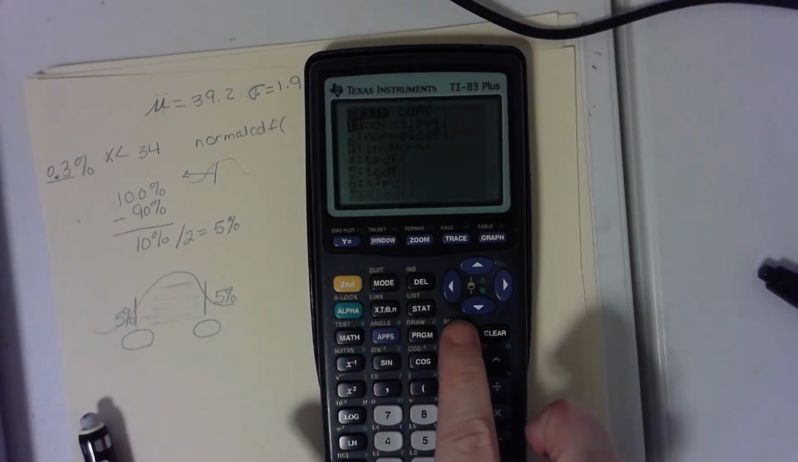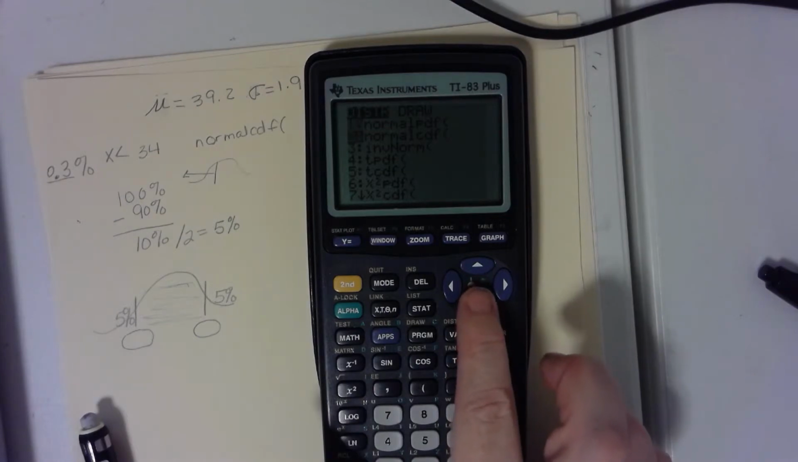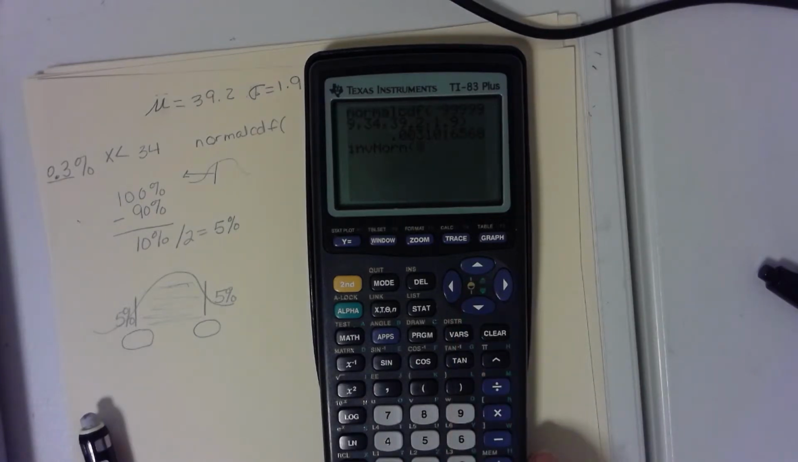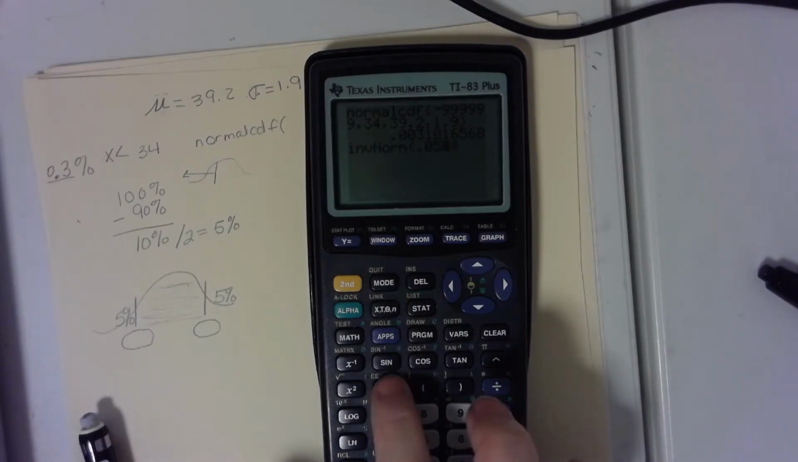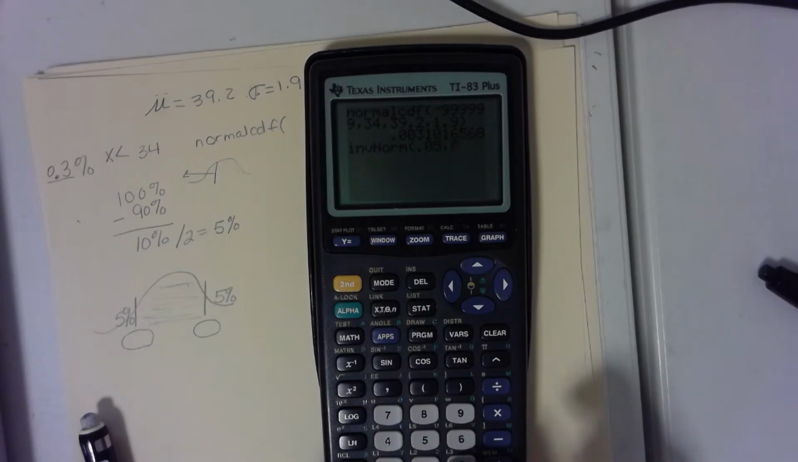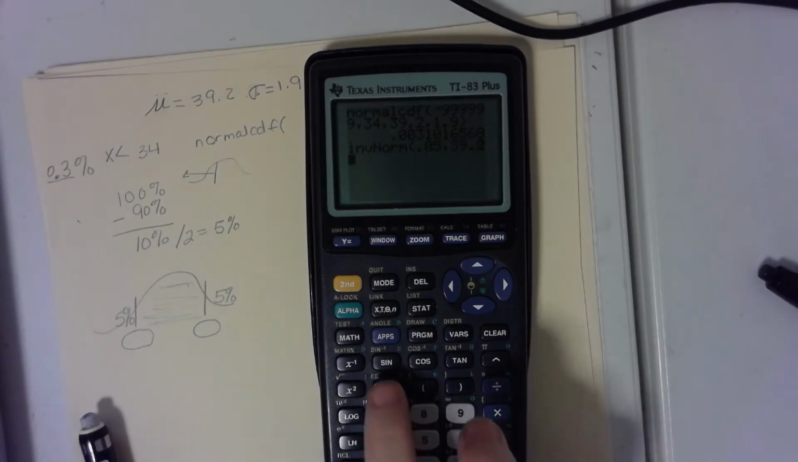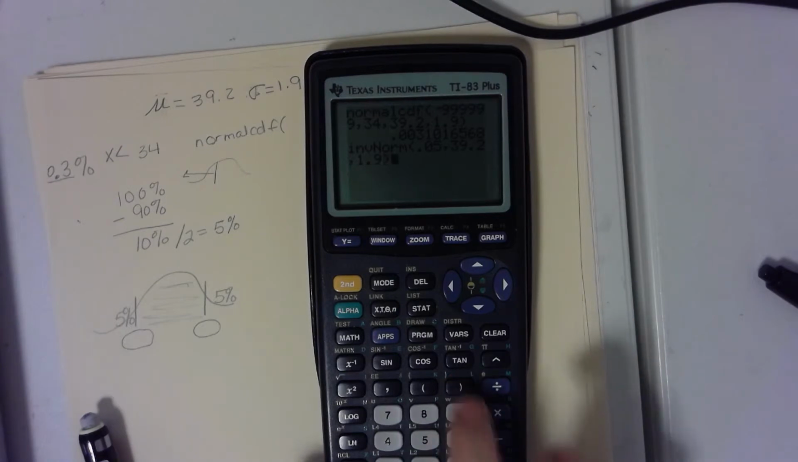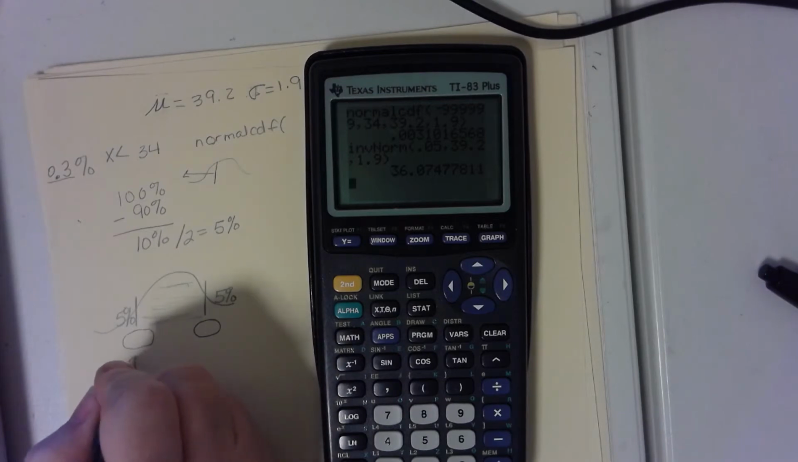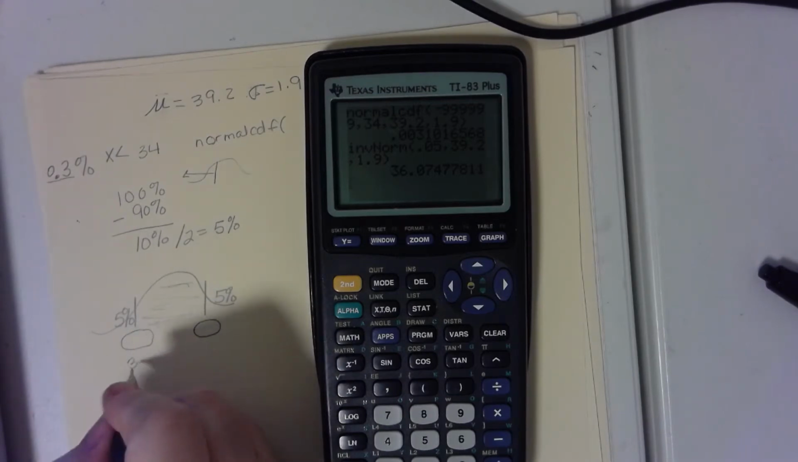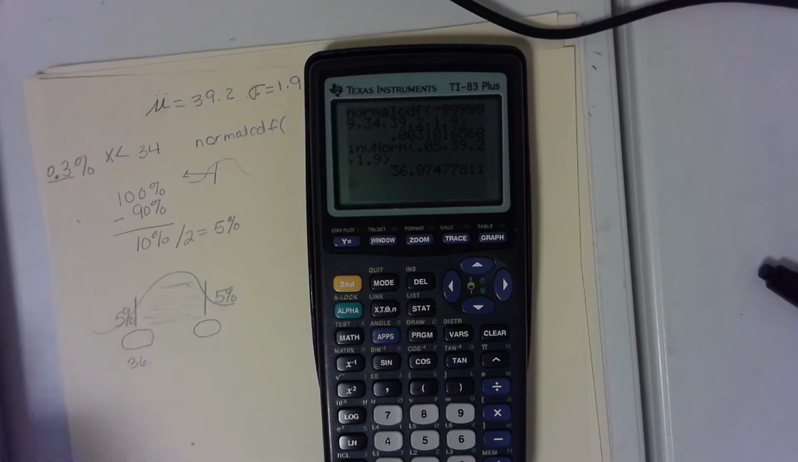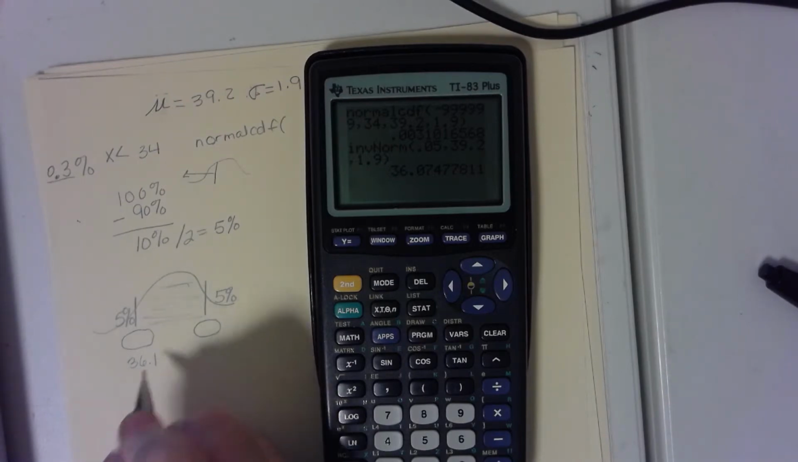Second vars, go down to inverse norm, and again now I have to put in my 0.05, comma, my mean 39.2, comma, and my standard deviation. Enter, and that's my low number, 36. Now let's see what kind of rounding I'm supposed to do here. Round to 1 decimal place. So that would be 36.1.